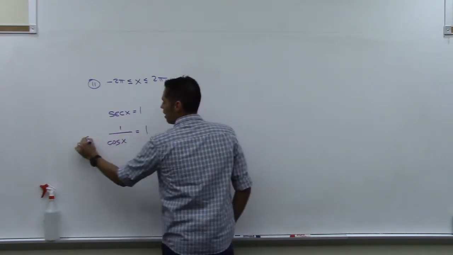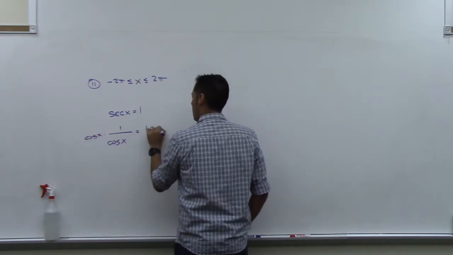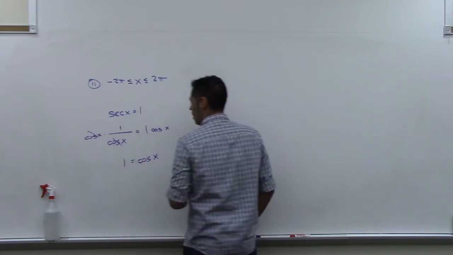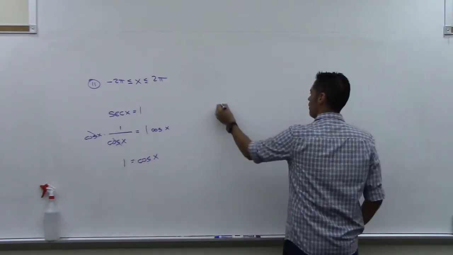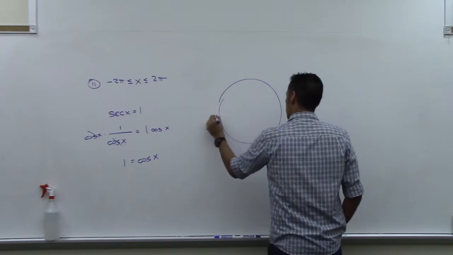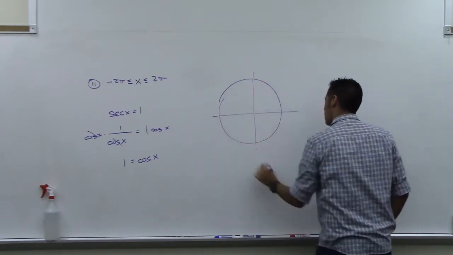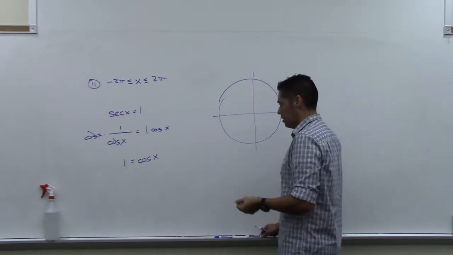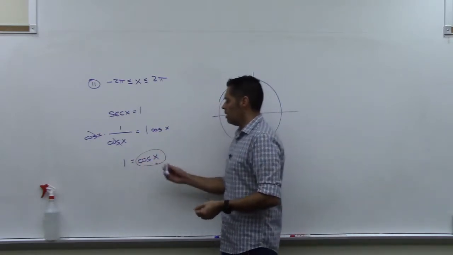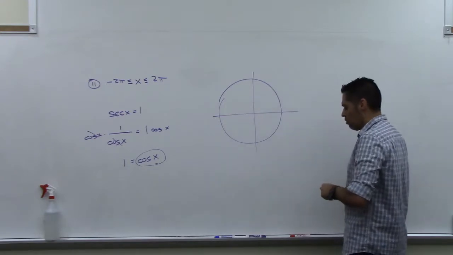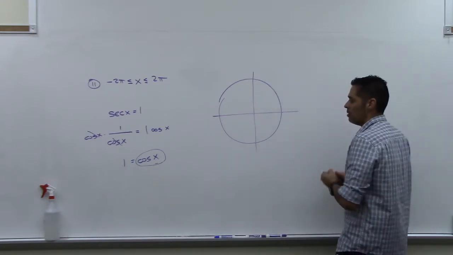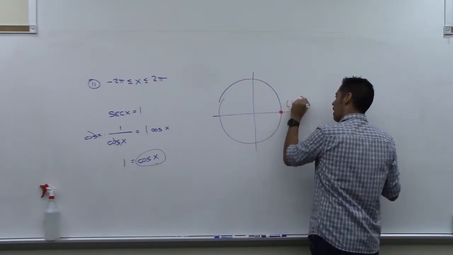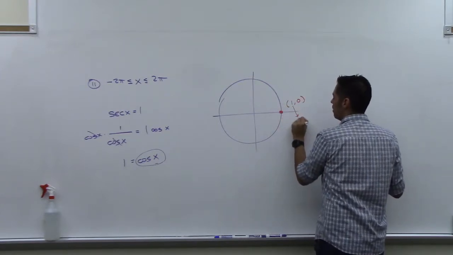And if I multiply both sides by cosine x, then I get 1 equals cosine x. So where is cosine x 1? So we're going to go back to the unit circle, and we're asking ourselves, when is the x-coordinate 1? Because remember, cosine of an angle is the x-coordinate on the unit circle. And the only place that the x-coordinate is 1 is here. Right? That's the only place the x-coordinate is 1.